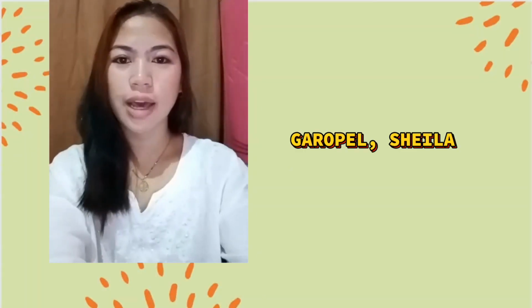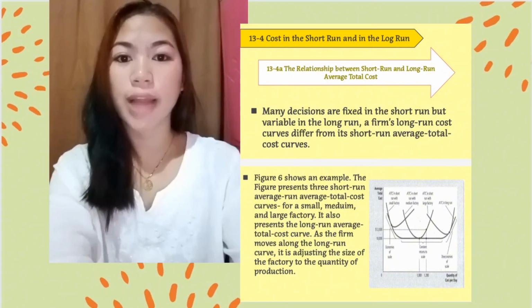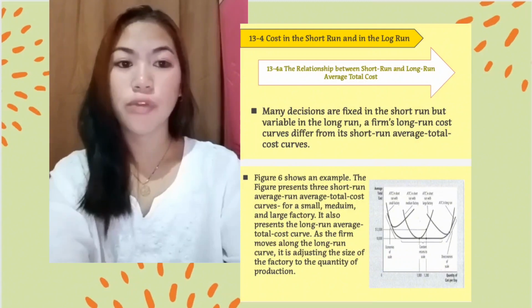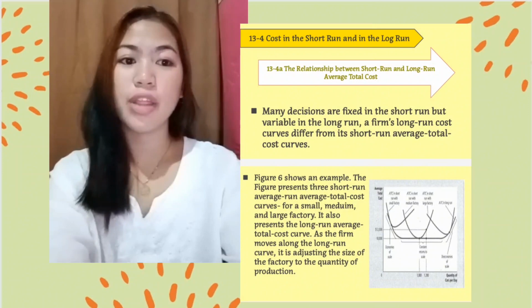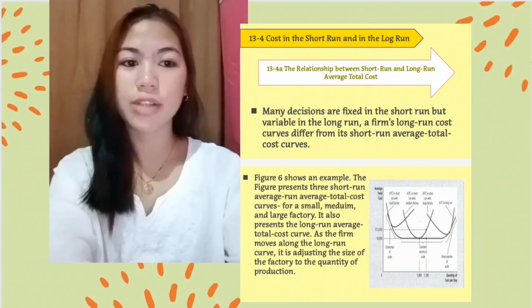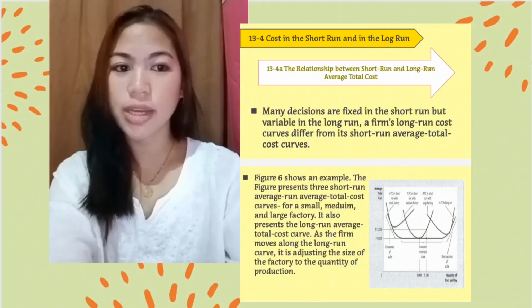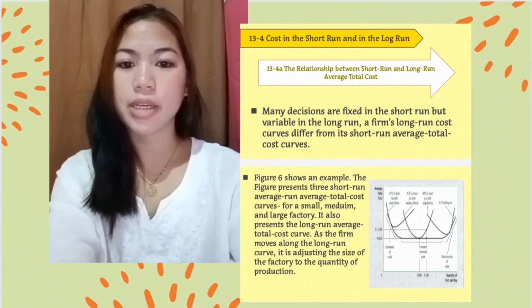Good morning, everyone. I am the next reporter. My topic in chapter 13 is all about the relationship between the short run and long run average total cost. When we say long run, there are no fixed factors. On the other hand, there are both fixed and variable factors in the short run. In the long run, the general price level, contractual wages, and expectations adjust fully to the state of the company.